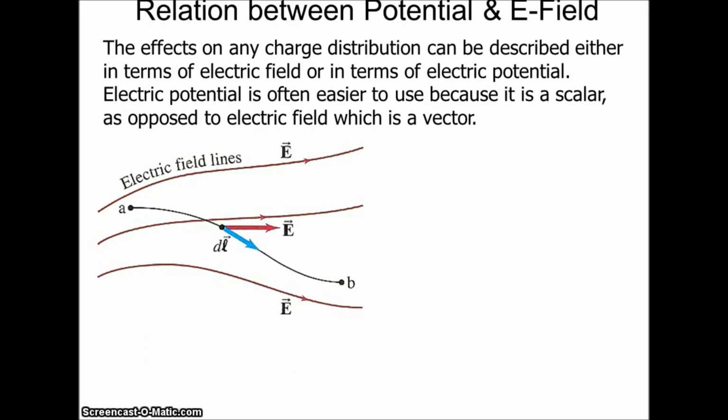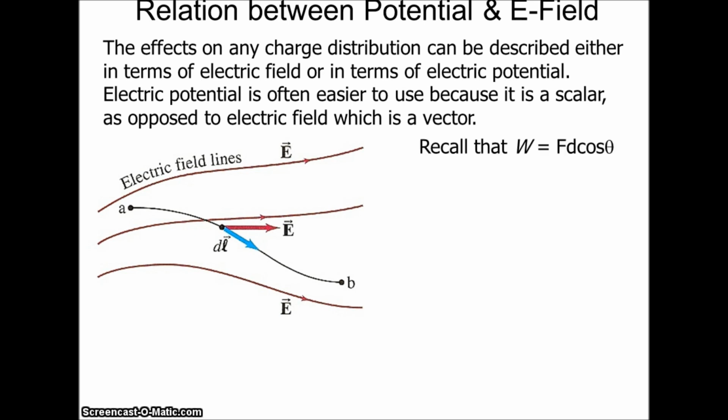Relationship between the potential and the E field. The effects of any charge distribution can be described either in terms of the electric field or in terms of the electric potential. Electric potential is often easier to use because it's a scalar as opposed to the electric field, which is a vector. Electric fields are very difficult to work with because you have to look at the x components and the y components and add them up vectorially. Whereas with a scalar, you just add the things together. It's much easier. You don't have to worry about any directions.